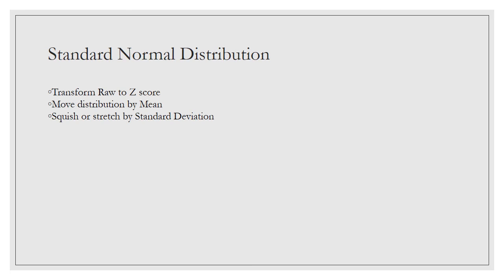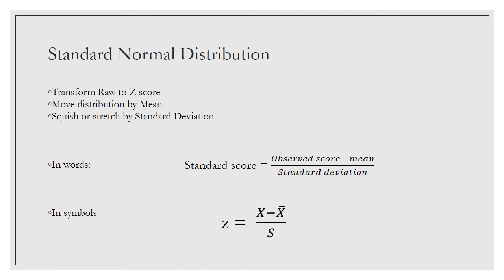To determine standard scores for our standard normal distribution, our z-scores, we're going to transform from a raw data set to our z-scores. We do this by moving the distribution by the mean and squishing or stretching by the standard deviation. In words, our standard score is just taking your observed score and subtracting the mean. And after you've done that, you're going to divide by the standard deviation. In symbols, z, our z-score or standard score, is equal to the observed score x minus the mean of x, divided by the standard deviation.